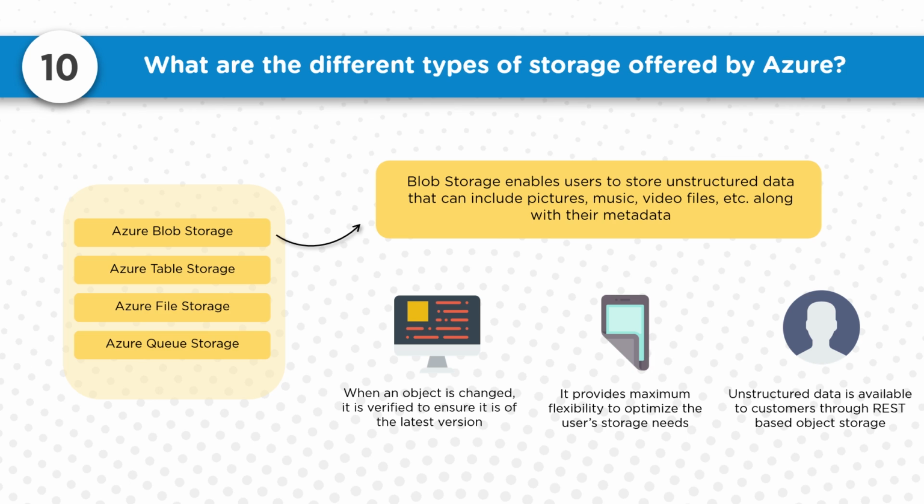Another feature benefit that we get from blob storage is, number one, when an object is changed, it is verified to ensure it is the latest version. And number two, it provides maximum flexibility to optimize the user's storage needs. This unstructured data is available to customers through a URL or REST-based object storage. So those are the benefits that come along with blob storage.